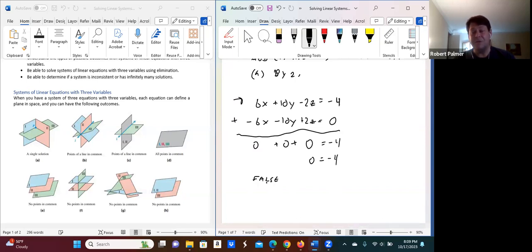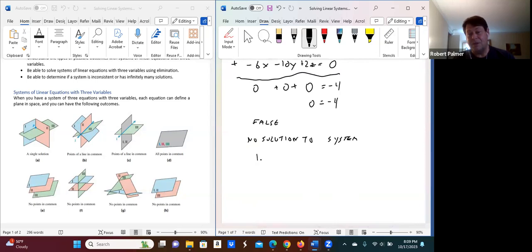And because it's false, there are no variables left, so there's nothing I can plug in for x, y, or z to make this a true statement. So what this being false tells us is that there is no solution to the system. By system, I mean all three equations at once. So this is an inconsistent system.